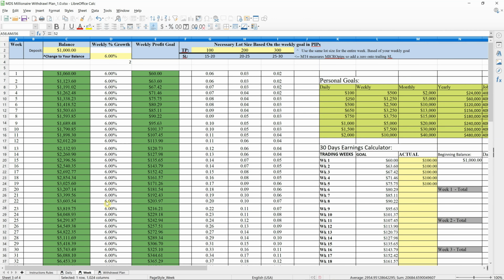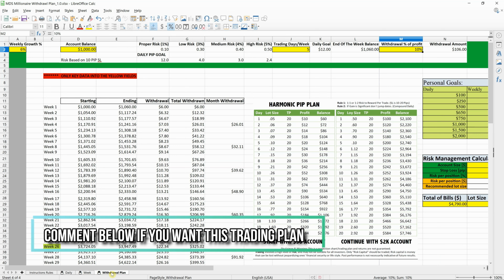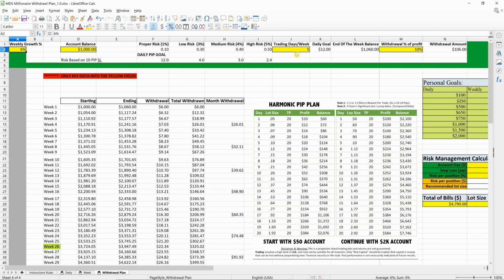One of the best ways to compound your money is in the foreign exchange market, and I literally just gave you the keys to the game, y'all. Take it a step further. We had this withdrawal plan, taking that same $1,000 balance, growing it every week by 6%. Now, if you trade and you only take out 10% of your profit, so that means you make $100, you only take out $10. Okay.